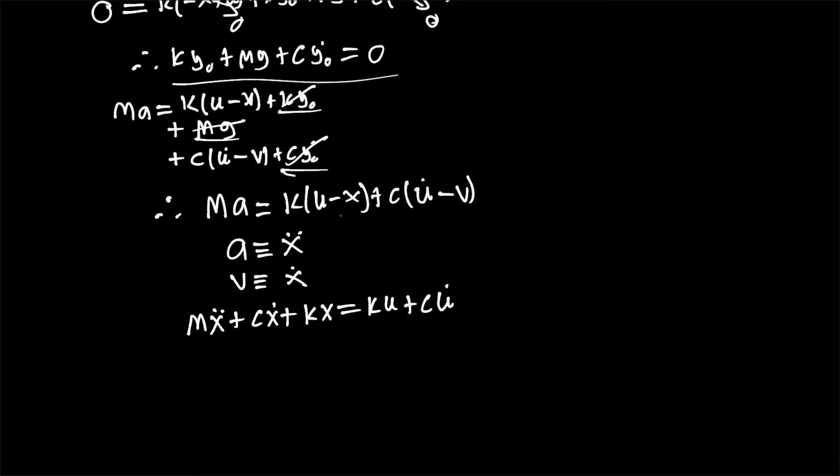And the reason that we're rewriting it this way, we have a negative x, we have a negative v, I'm just bringing those over to the other side. That way we have x on this side and u on this side.